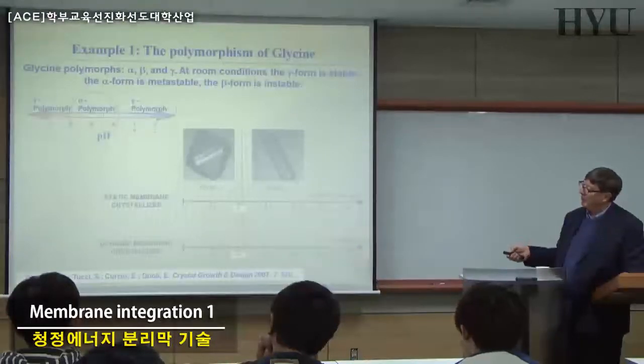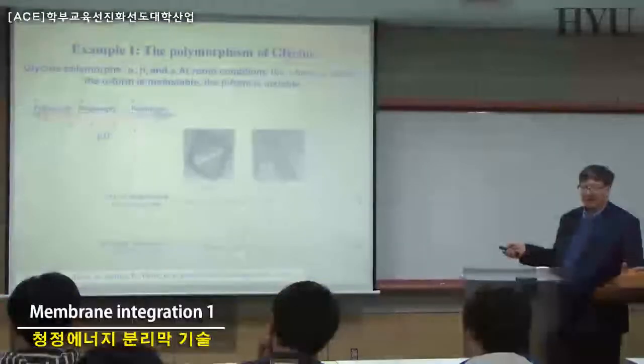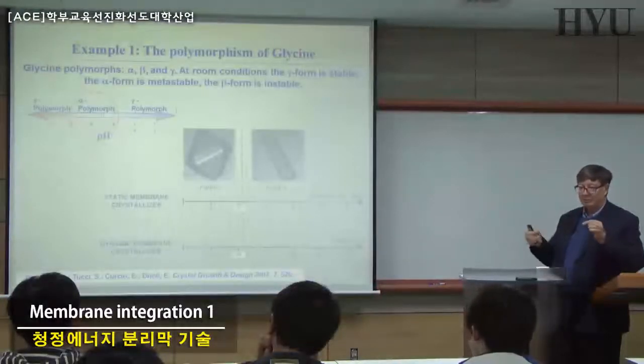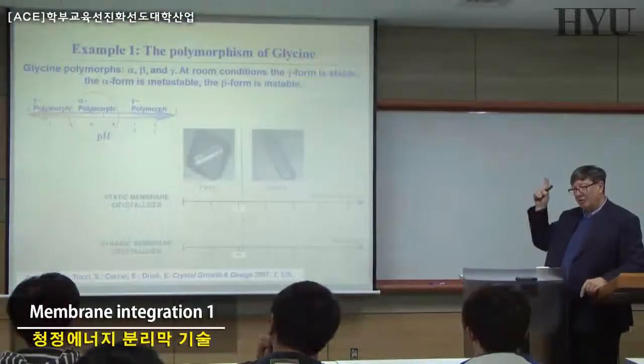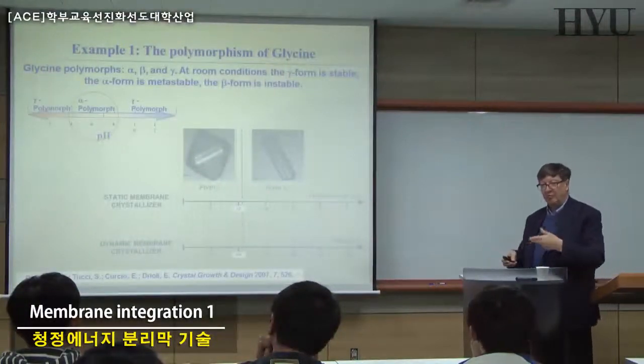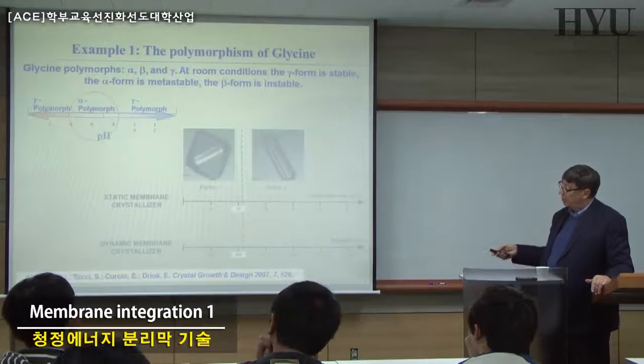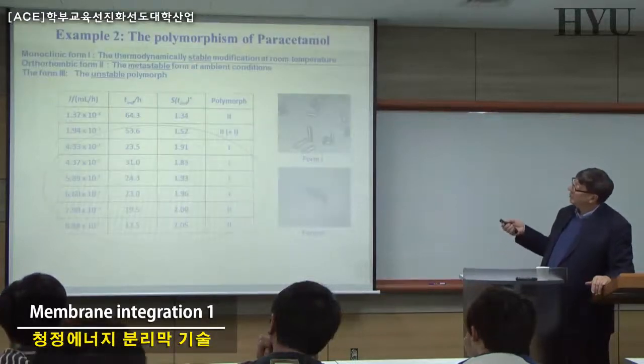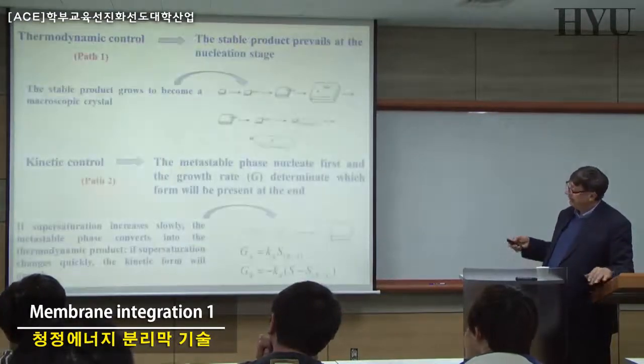You can go from gamma to alpha, and you can see how different they are, just by changing the conditions of crystallization, which you can handle in terms of axial flow rate, etc. Interesting, a lot of fun. And here with paracetamol, etc.